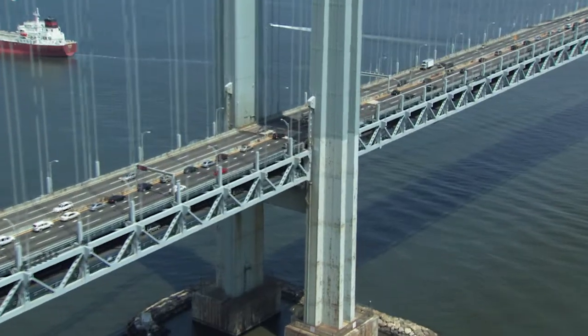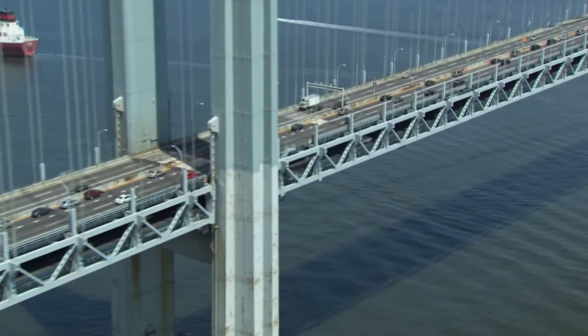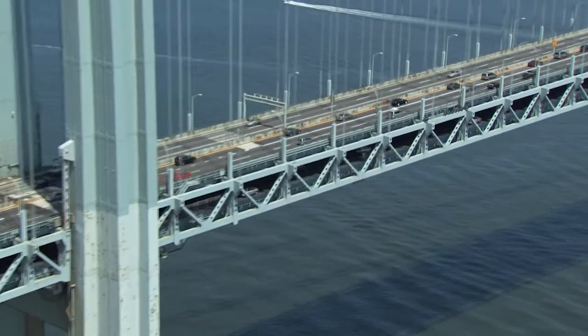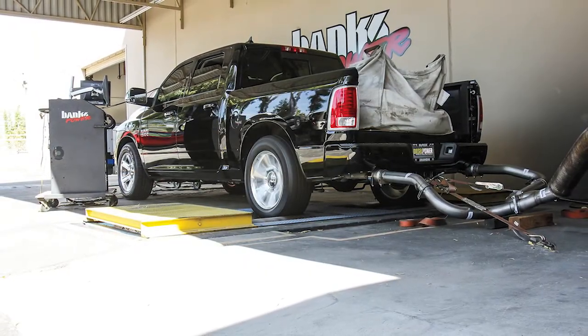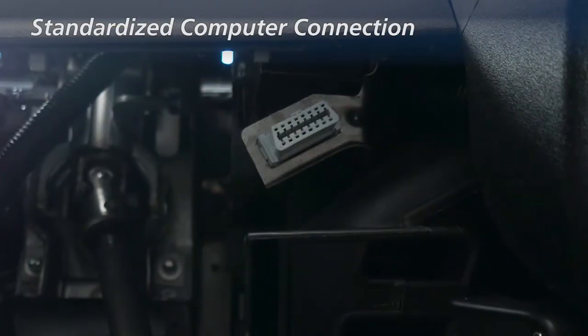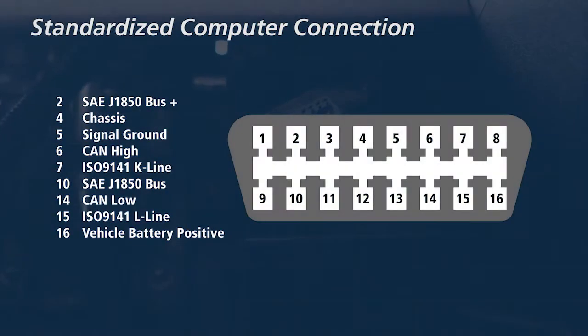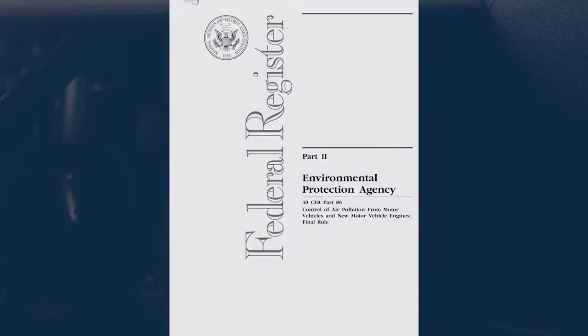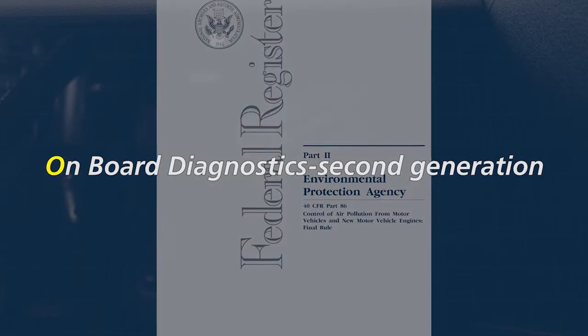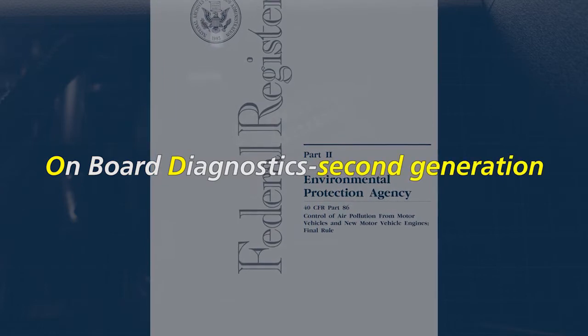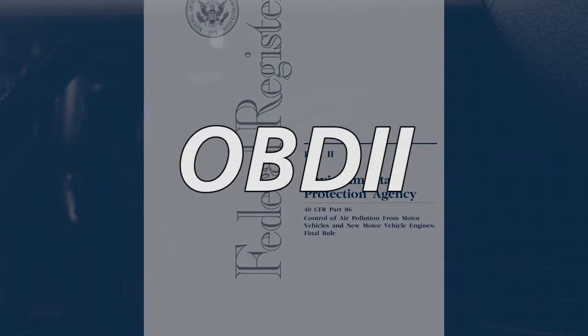The Environmental Protection Agency, or EPA, is charged with implementing the Clean Air Act, including compliance testing new model vehicle emission levels and establishing standardized diagnostic requirements for onboard vehicle computers. The EPA's latest vehicle diagnostic standards are known as Onboard Diagnostics Second Generation, or OBD2.